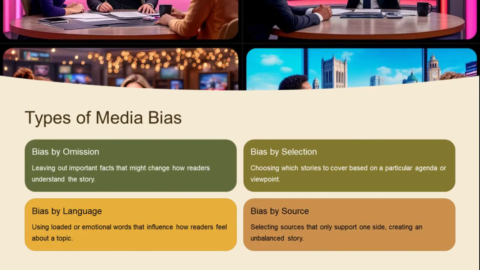Bias by omission involves leaving out important facts, while bias by selection is about choosing which stories to cover. Bias by language uses loaded words, and bias by source involves selecting sources that support only one side.